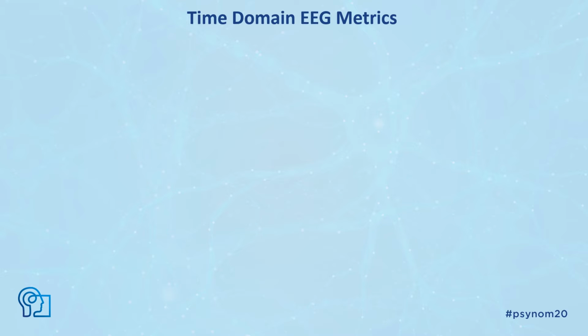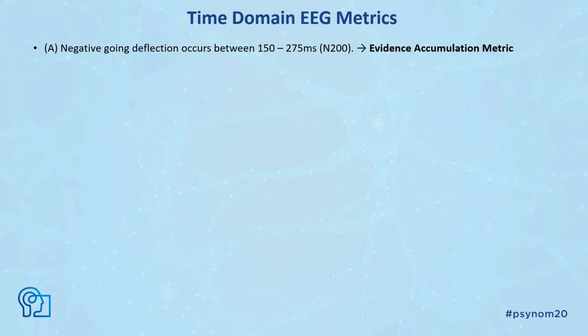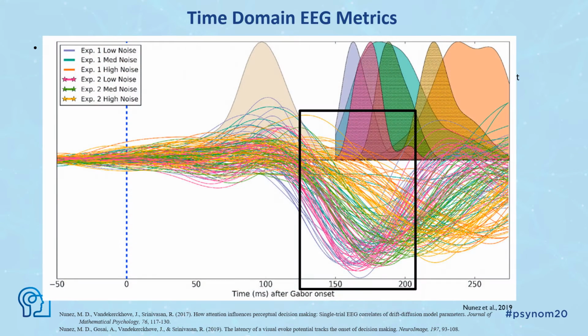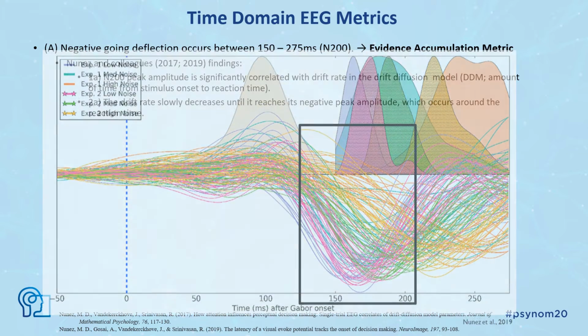The literature suggests three time domain EEG measures that could serve as a proxy for the hidden cognitive processes indirectly assessed by reaction time. First, Nunez and colleagues proposed an N200 derived from the singular value decomposition algorithm as a potential measure of the visual encoding time. In their 2017 and 2019 papers, they found a correlation between aspects of the N200 encoding time and the drift rate from the drift diffusion model. This figure from the 2019 paper shows how this type of N200 waveform should behave.